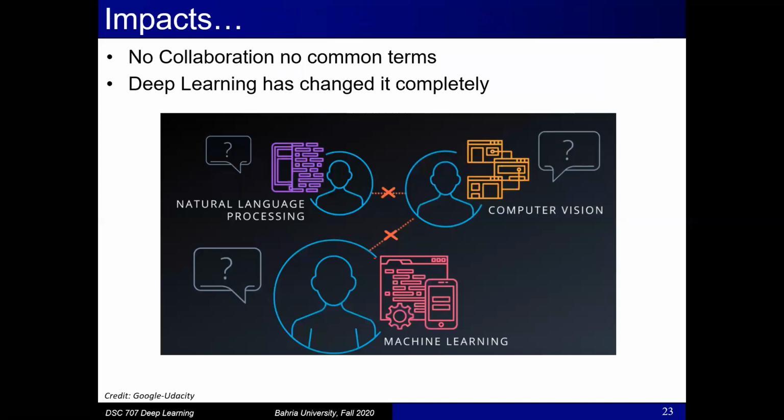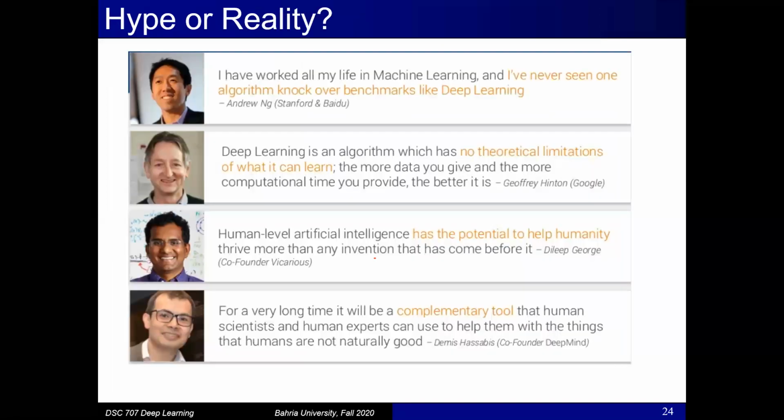Another impact of deep learning is that previously, people have been working in NLP, people have been working in computer vision, machine learning, and they did not have anything common, no common terminologies. But today, since deep learning has come to the scene, this has changed completely. If today I'm solving a computer vision problem, I will be using machine learning or deep learning. Similarly, if I'm solving an NLP problem, I'll be collaborating with someone from machine learning or deep learning, and I'll be using those techniques to solve my vision or NLP problems.